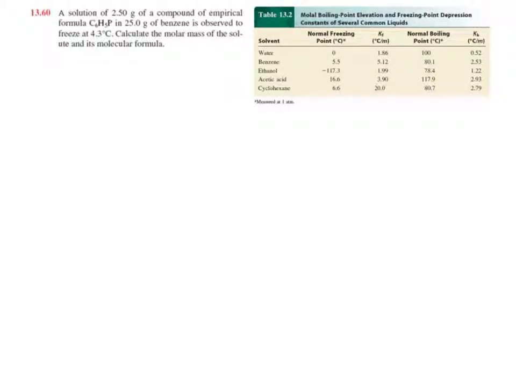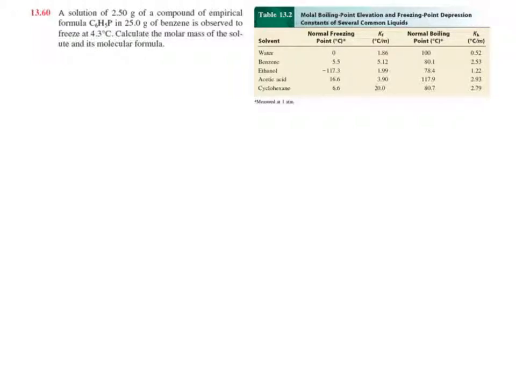Okay, this is a nice challenging problem from the end of chapter 13. It's a colligative property problem, and we're given 2.5 grams of an unknown, and we're given the empirical formula, which is kind of cool. That's like a throwback to chapter 3 or 4, I think. We take 2.5 grams of this unknown, dissolve it in 25 grams of benzene, and measure its freezing point. From that information, can we figure out the molar mass of the solute and its formula? And the answer is yeah, sure we can.